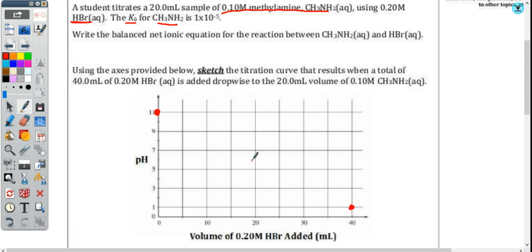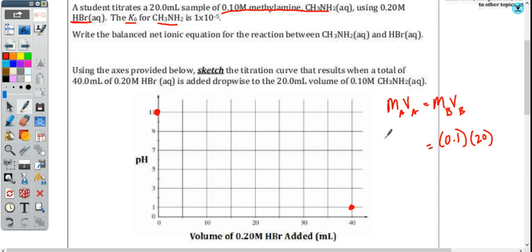The only real math I have to do is figure out, at what point as I'm dropping in that strong acid, is there going to be a huge drop in the pH? When do I hit the equivalence point? So here I'm going to use the molarity of acid times volume of acid equals molarity of base times volume of base. In this case, we know the molarity of the weak base, the methylamine, is 0.1, and the volume of the base that we have in our sample is 20 mL.